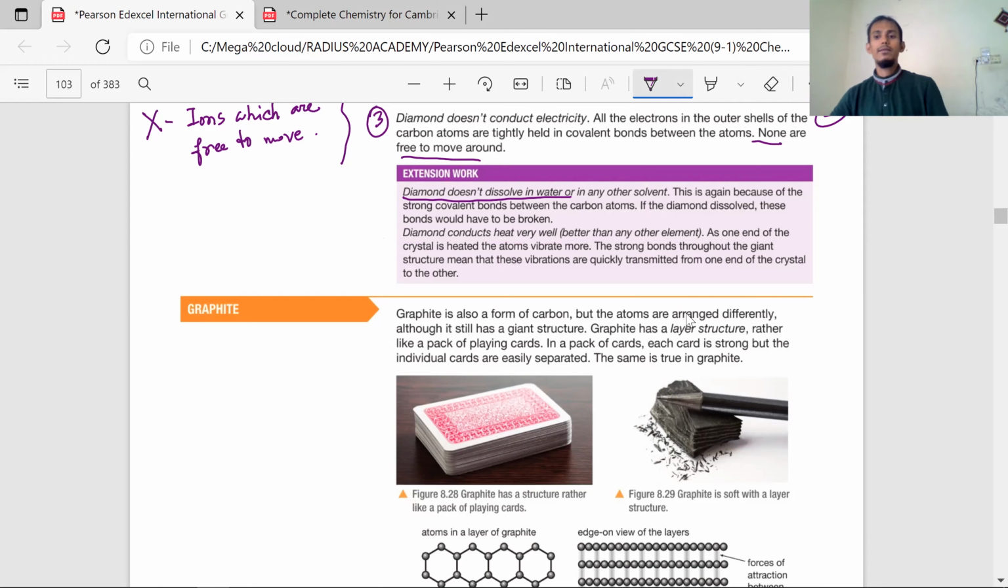So 3 things we have discussed for the properties of diamond. Diamond is very hard, and it is the hardest substance in the world. It has the highest melting and boiling point of any substance in the world. There is nothing harder than this. Diamond does not conduct electricity because it doesn't have any free electrons to move. So these are the properties. Clear?